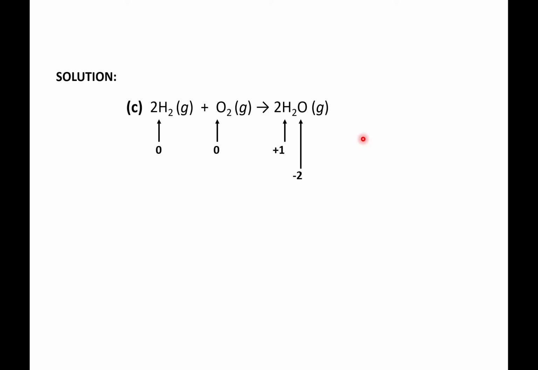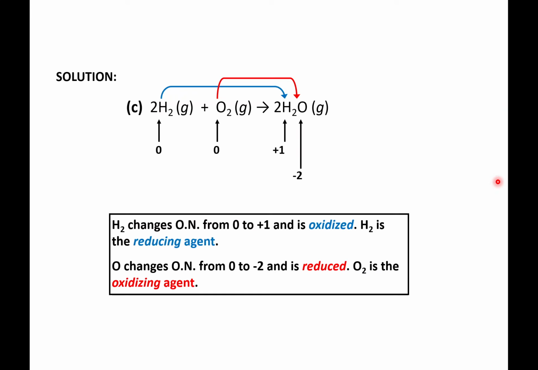Okay, so what's being oxidized? What's being reduced? Well, oxygen going from 0 to -2 is being reduced. That oxidation number is getting smaller, which means it's gaining electrons. Hydrogen is being oxidized. So the reducing agent is H2. It's being oxidized. It's causing oxygen to be reduced. Oxidizing agent is O2. It's causing H2 to be oxidized.